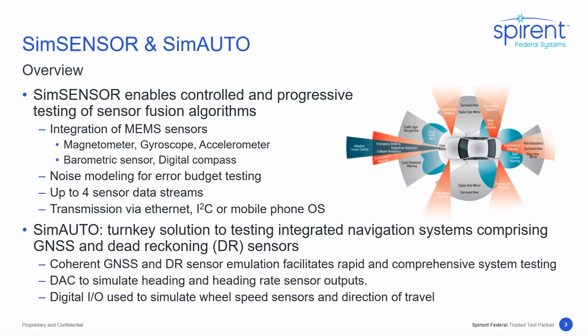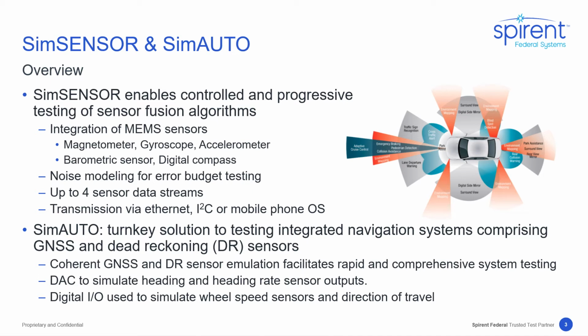The SimAuto and SimSensor products are currently available and allow users to simulate various aspects of sensor fusion algorithms. SimSensor offers integration of MEMS sensors, be it magnetometers, gyros, accelerometers, barometric sensors, or digital compasses. As needed with all products, noise injection is available for error budget testing. Support for multiple sensor streams is available with multiple transmissions.